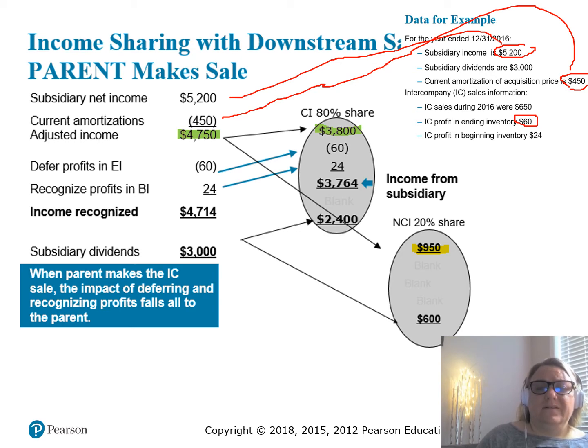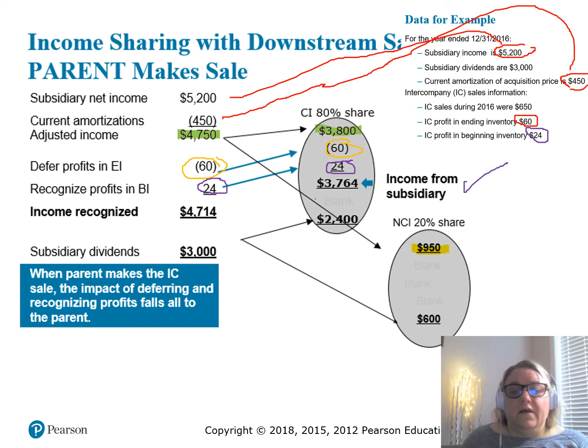So right here, our deferred profit, coming right off here in the parent's share. All right. And then we have to recognize the profits from beginning inventory. So let's do that next. Again, this is downstream. We're thinking parent and sub, right? Right here. And this is our income from our sub right here.